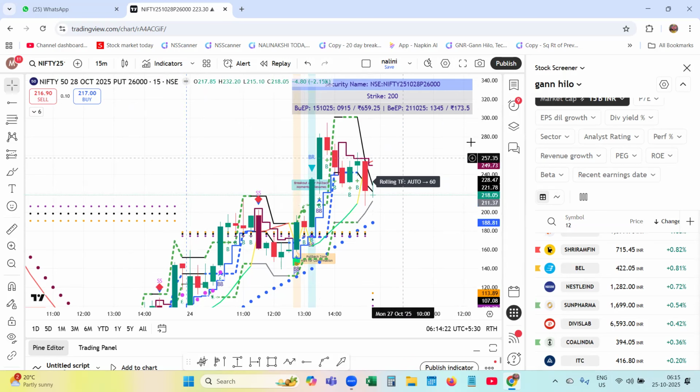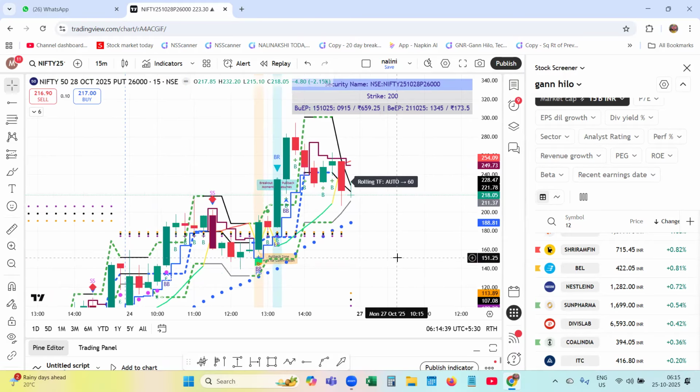And the table will tell you when the episodic pivot has happened. BU means bullish episodic pivot. BE means bearish episodic pivot. Okay, so I hope you understood this. And usually when the episodic pivot happens, you need to wait for that.